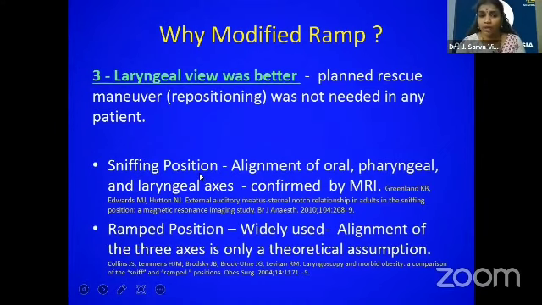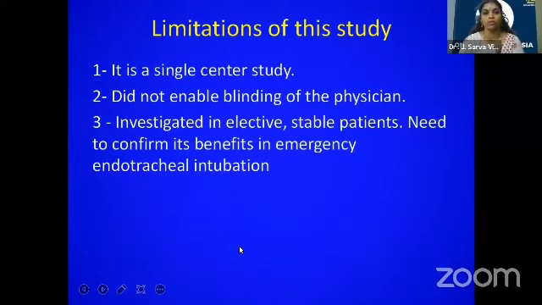The authors also argue that though the alignment of the oral, pharyngeal, and laryngeal axis is confirmed by MRI in the sniffing position, such confirmation is not there. It is only a theoretical assumption for the ramped position. So they claim the modified ramp position to be favorable.